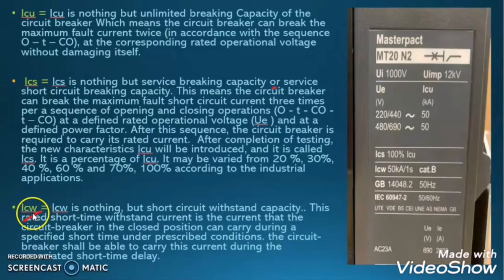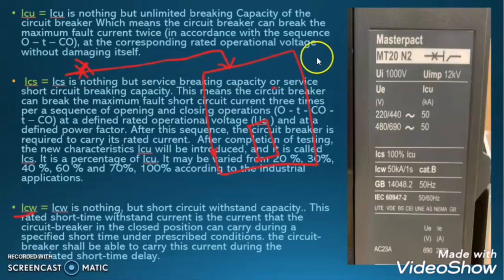Now let us discuss ICW. ICW is nothing but the short circuit withstand capacity. Let us understand what it means. Suppose the circuit breaker is operational and operating in normal condition, and some short circuit fault happens in the circuit. During this, the circuit is feeding the normal operation. Due to the short circuit fault in the network, there will be a huge current through the air circuit breaker.